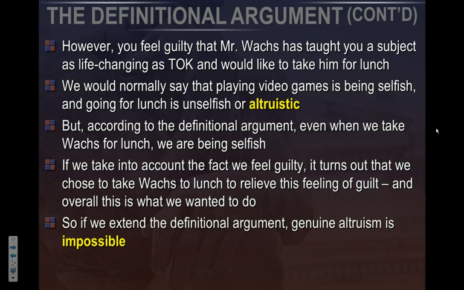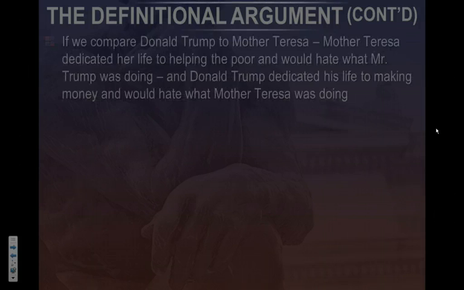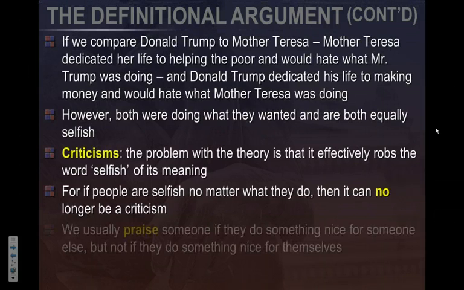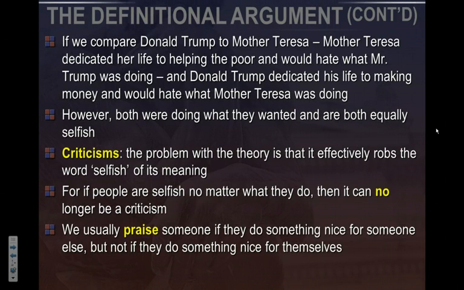What a depressing thought here on Monday morning, that you guys are all here right now. And me, I'm here teaching you guys, not because I want you guys to learn TOK, but because I'm acting selfishly. But that's okay, because you guys are acting selfishly as well, being here. So this could extend. So let's compare Donald Trump to Mother Teresa.